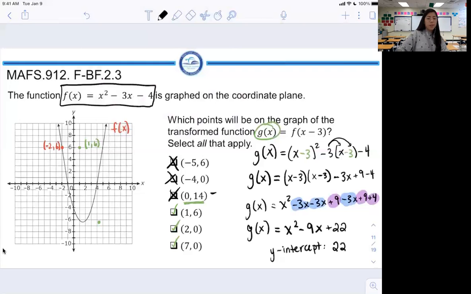So see, there was no way to know that one by just looking at the graph. I had to really figure it out that way.